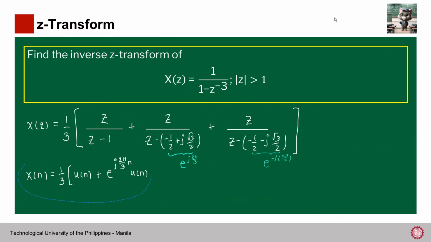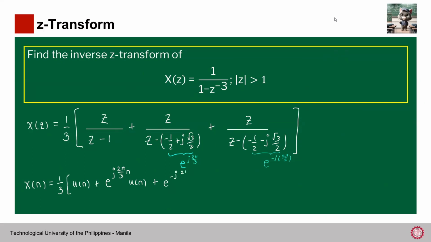Okay, yung isa is ano, plus. Take note guys, by the way, na puro u of n tayo because since mod of z is greater than 1, so puro to right-sided signal. So yung next natin is yung pangalawa naman, z minus a. So a raised to n, and our a on the third one is what? So that would be e raised to negative j 2 pi over 3 n u of n. Clear, guys? Ayan siya.